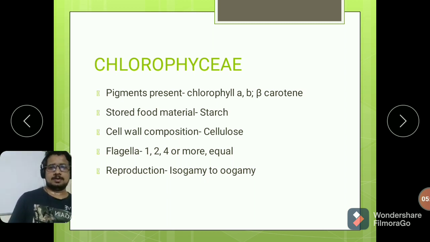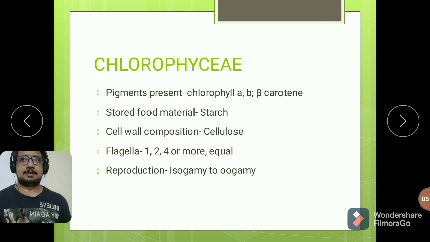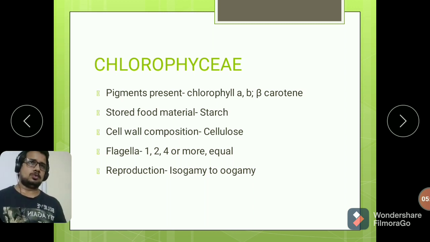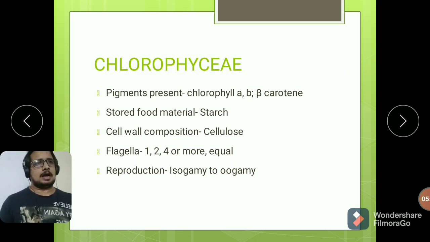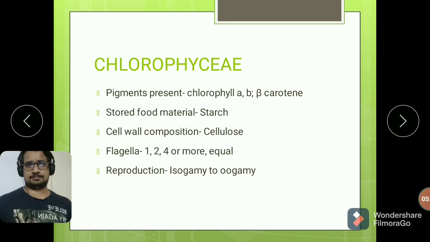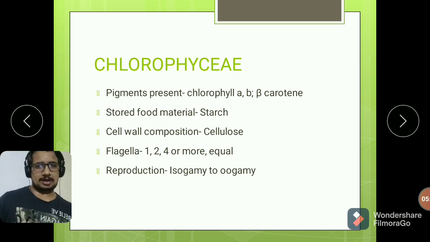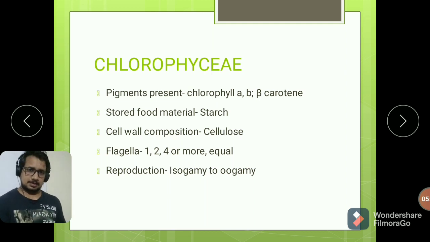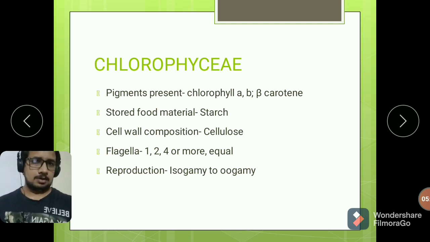Now, sexual reproduction ranges from isogamy to oogamy. What is isogamy? When the two gametes fusing are similar to each other, this is called isogamy. In anisogamy, the two gametes which are fusing are not similar to each other. There is some variation, called the anisogamous type of reproduction, while the oogamous type of reproduction includes a motile male gamete fusing with a non-motile female gamete.